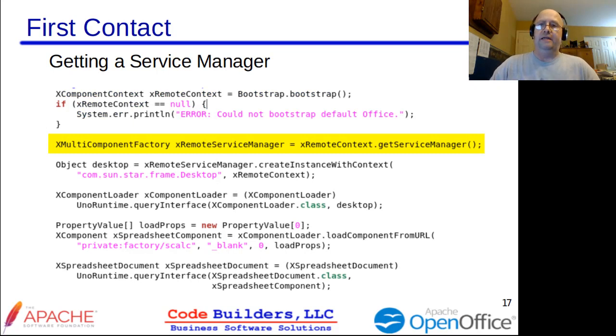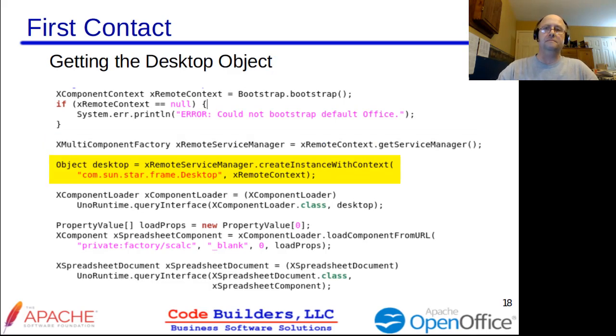So now we get a service manager from the remote context. Again, this is our factory for creating services. Here's the desktop service we talked about earlier. Now we get one using the service manager. Earlier I mentioned we can't use the service directly in Java, so we're only typing it as an Object type, but UNO will know what it is when we use it.